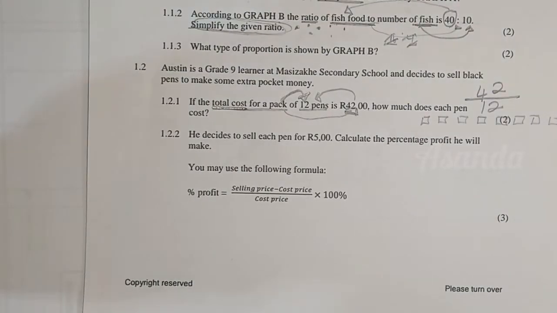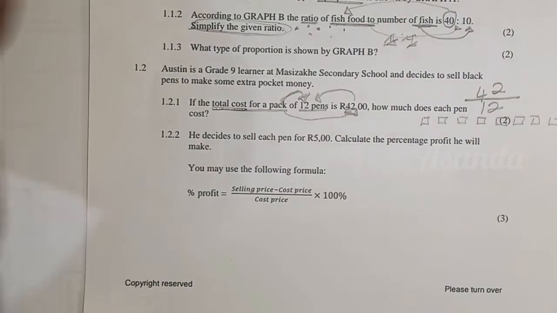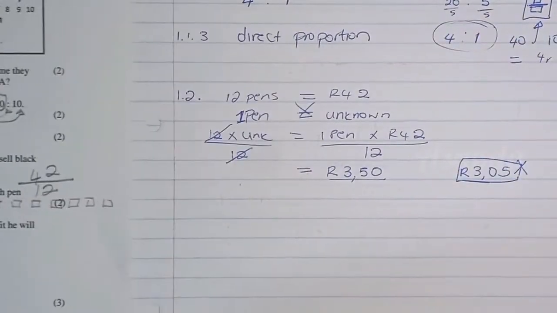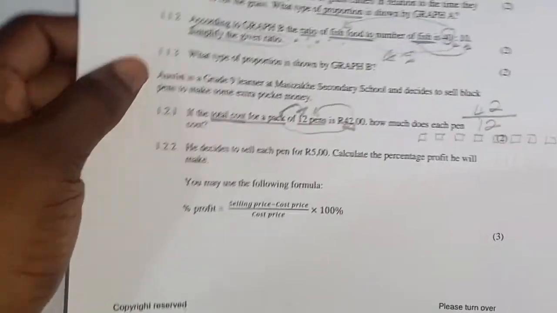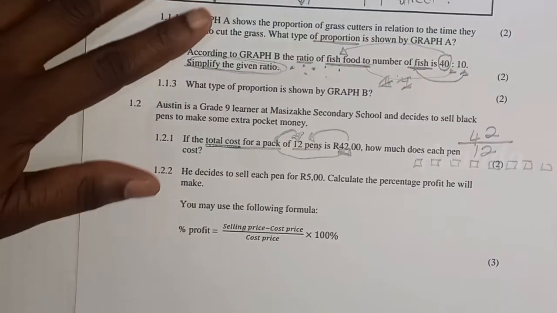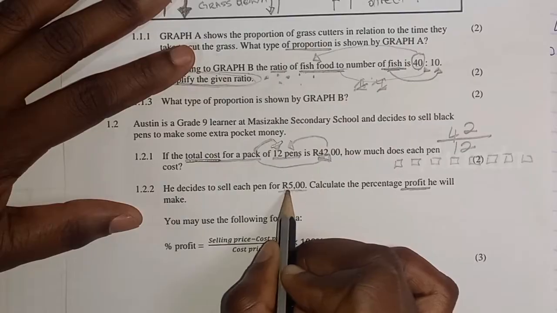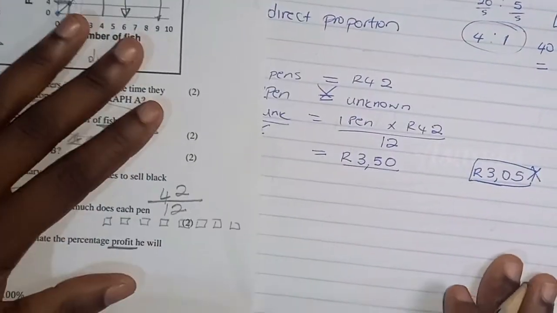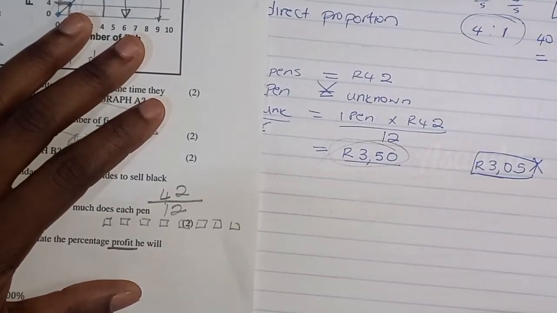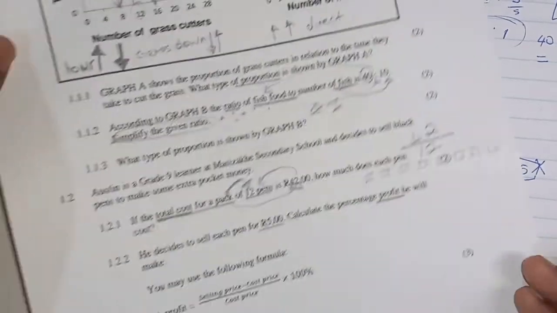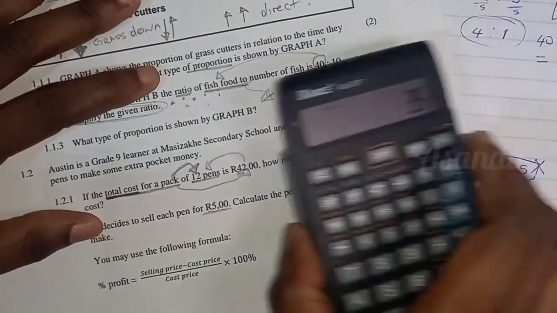Right. So we're going to go to 1.2.2. He decides to sell each pen for 5 rand. Calculate the percentage profit he will make. Before we calculate the percentage profit, I just want us to understand what is percentage profit. Okay, here we have the word profit. So he is selling the pen at a higher price than what he bought it for. So he's going to make a profit because he increased it. Now let's check how much he increased it by.